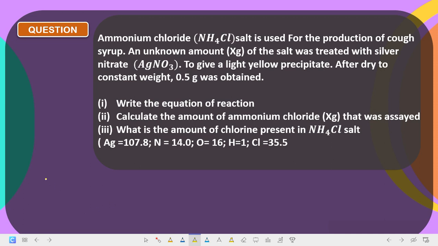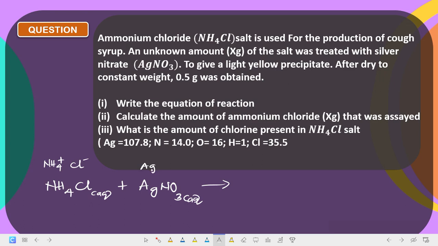equation of reaction. Now, the equation of reaction for this: you have ammonium chloride, aqueous, plus silver nitrate, aqueous. Now, when these react, what do you think you are going to have? Now, this ammonium chloride is going to break to form the ammonium ion and what? Chloride ion. Silver will form silver ion and what? Nitrate ion.